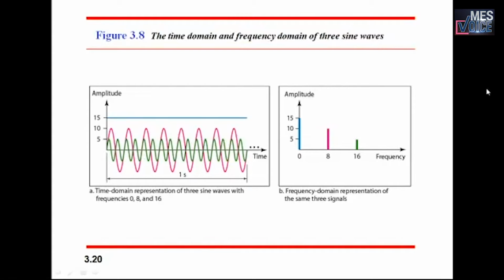The figure shows time and frequency domain of three sine waves with frequencies 0, 8 and 16. Figure A shows the time domain representation, which is a bit messy with multiple waves, and figure B shows the frequency domain where these three waves' behaviors are represented with three single spikes.